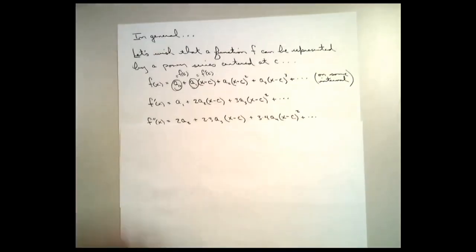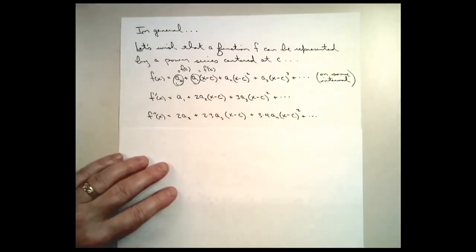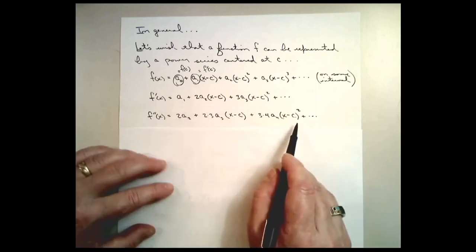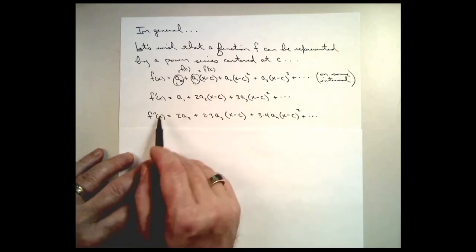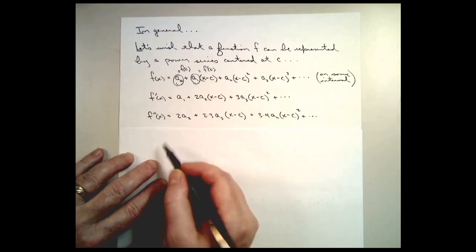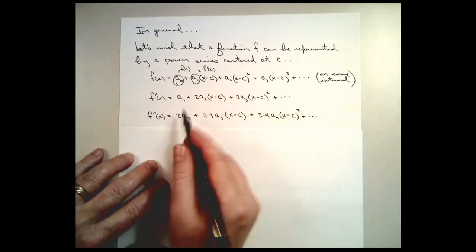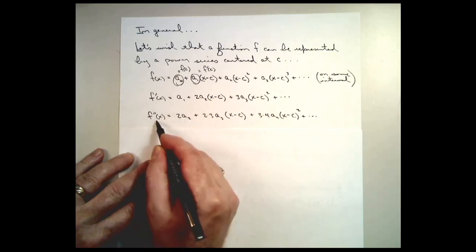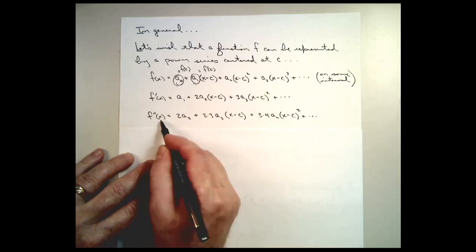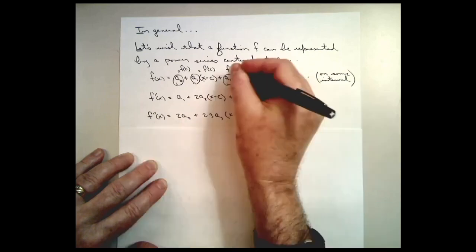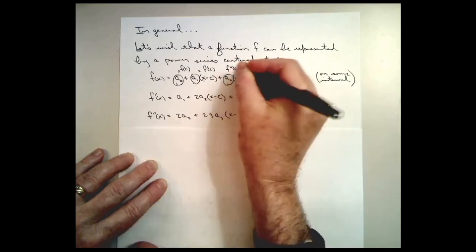Let's find a2. Take another derivative. Here's the derivative I get whenever I look at the derivative of the right-hand side. Take the derivative of the left-hand side. Well, that's really easy. I'll just write down f double prime of x. Whenever x is c, this side reduces to twice a2. This side is equal to the second derivative at c. So the second derivative at c is twice a2. Well, that must mean that a2 is the second derivative at c divided by 2.